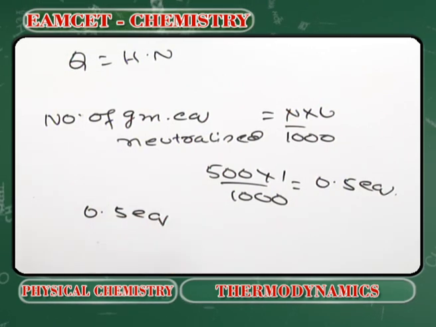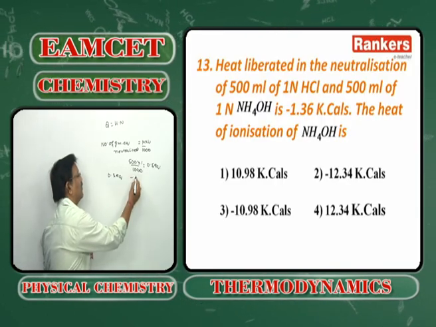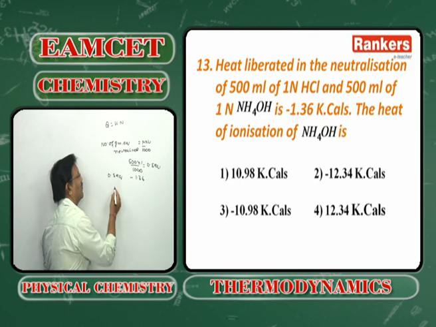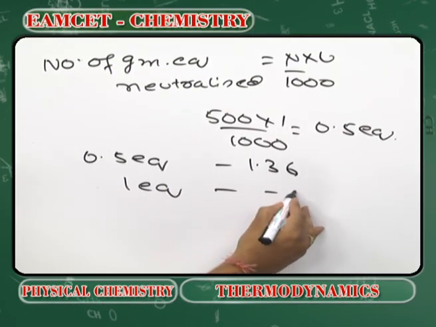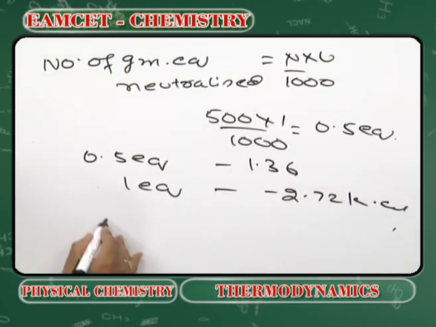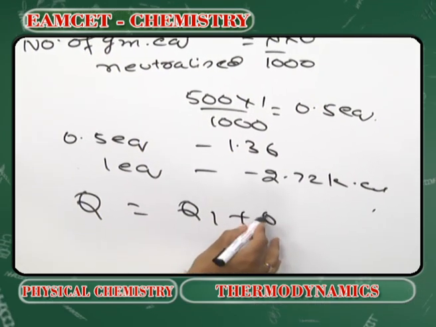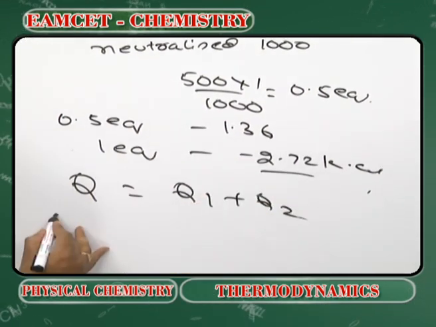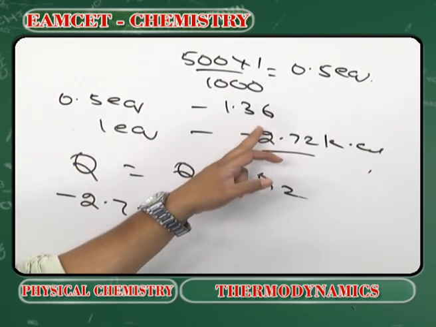During the neutralization of 0.5 equivalents, how much energy is released? Minus 1.36. For 1 equivalent, what will be the amount of heat liberated? Minus 2.72 kilocalories. Now write the equation. Q is equal to Q1 plus Q2. Now what is the Q value? Minus 2.72 kilocalories, not minus 1.36.